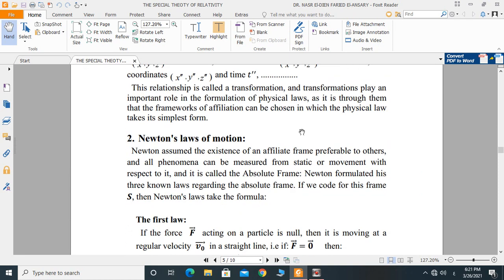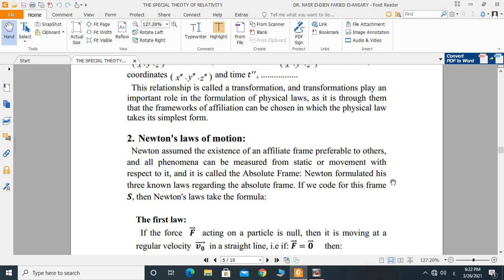The second concept we discuss is Newton's laws of motion. Newton assumed the existence of a suitable frame, or verifiable frame, and all phenomena can be expressed or measured with respect to this verifiable frame. And this verifiable frame is called the absolute frame.